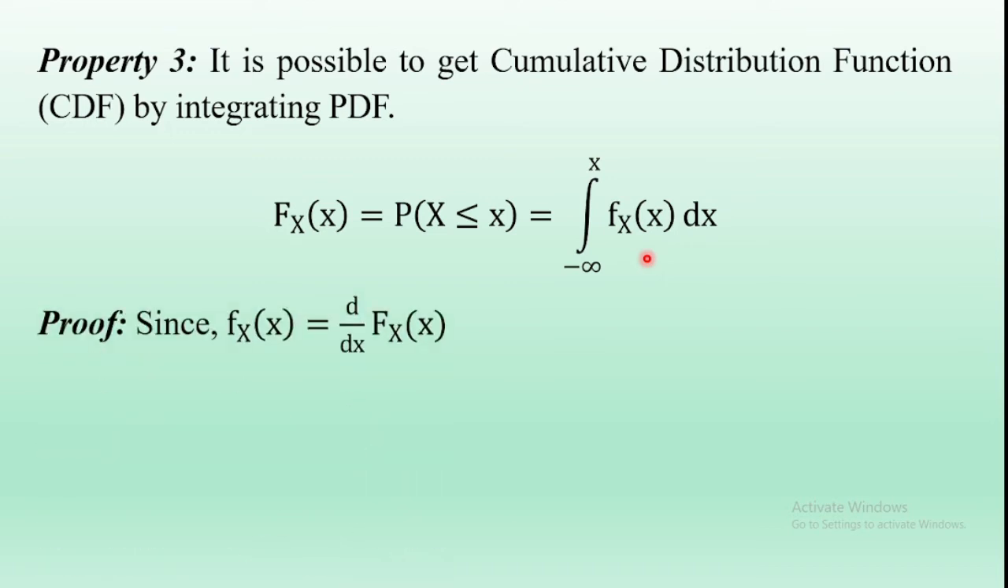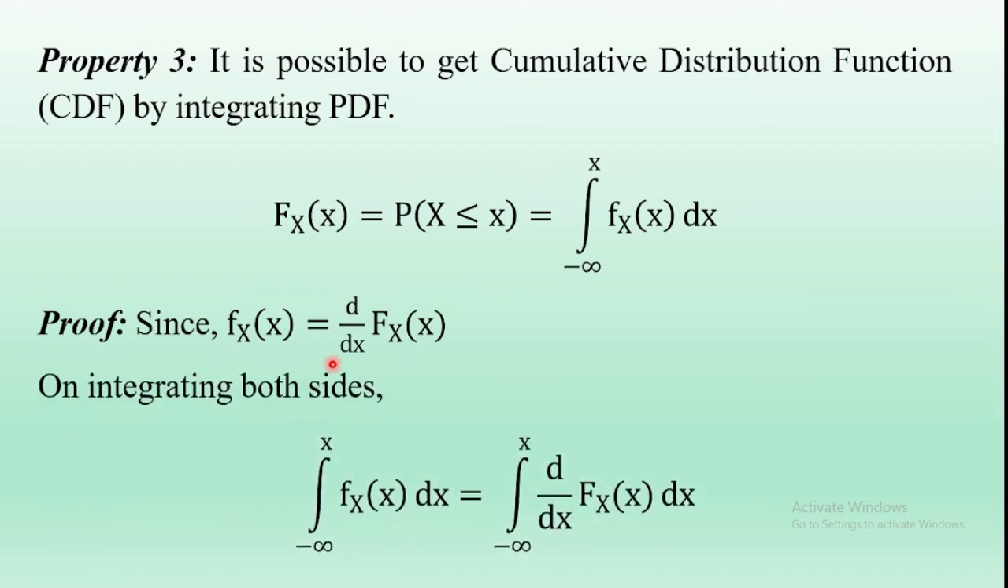Proof: we know from the definition of the probability density function that the probability density function is equal to the derivative of the distribution function. Integrating this equation on both sides, we get the integral of the LHS term equal to the integral of the RHS term. That is, the integral from minus infinity to x of fX(x) dx is equal to the integral from minus infinity to x of d/dx of FX(x) dx.